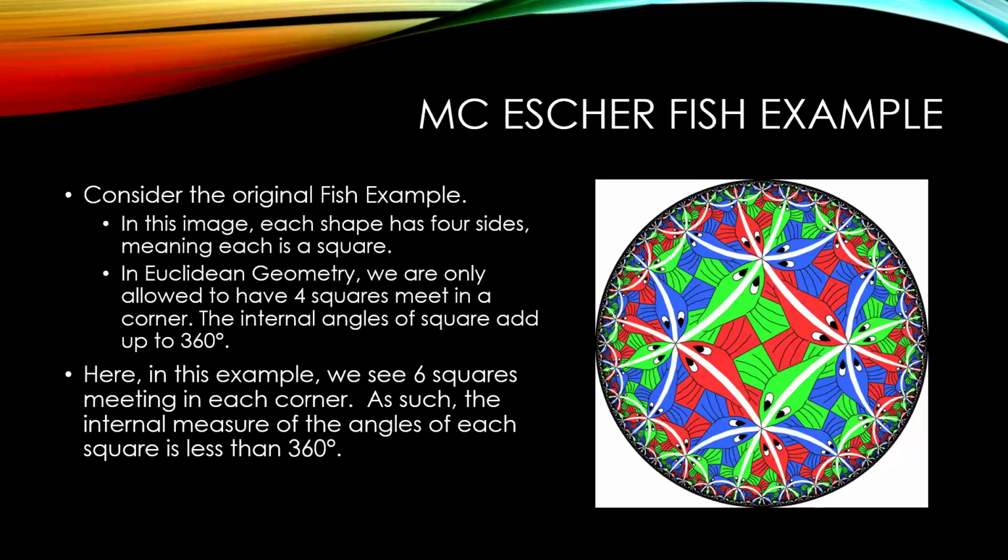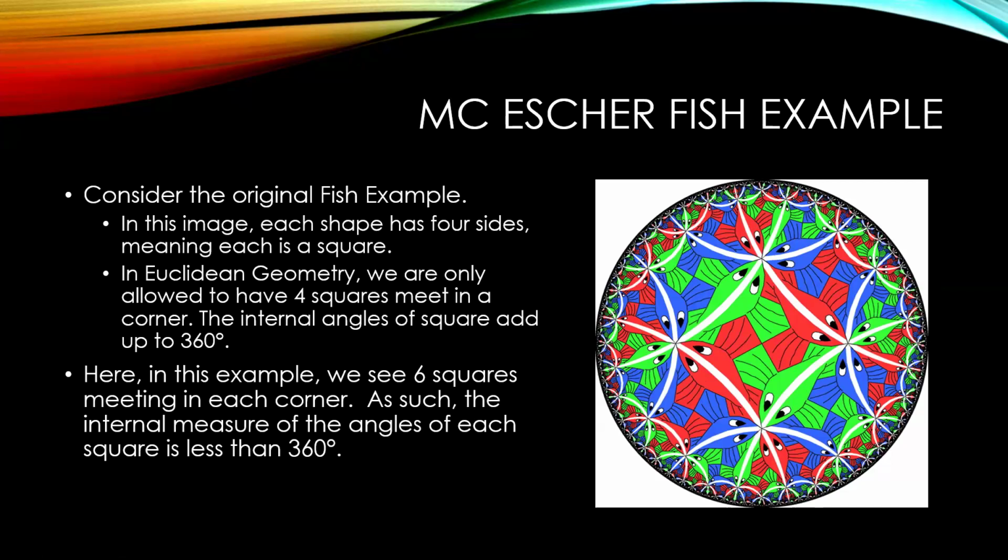Going back to the original example, every single region is actually a square. This is a square with 4 fish. This is a square with 4 fish. This is a square with 4 fish, 4 fish, 4 fish. Every single one of these regions has 4 fish. But notice that we have 6 squares at every convergence of lines. And so we have 1, 2, 3, 4, 5, 6 squares connecting up to this one point.